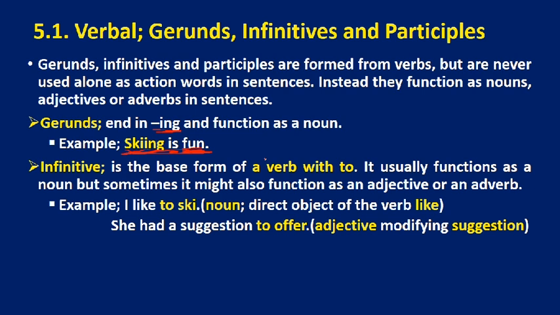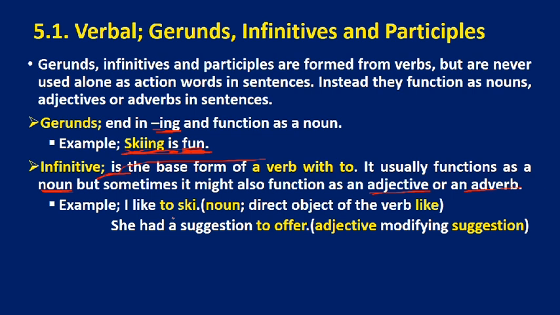And then we have infinitives. An infinitive is the normal form, the base form, verb 1, of a verb when it comes together with "to". This means to plus verb 1 is an infinitive. Infinitives usually do a noun function. Sometimes they can function as an adjective or an adverb, but usually they function as a noun.